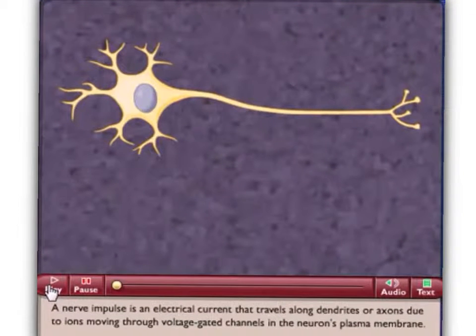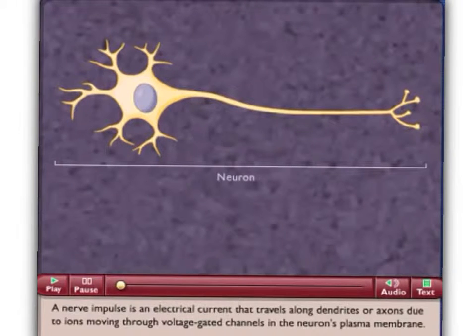Quickly look at this. A nerve impulse is an electrical current that travels along dendrites or axons due to ions moving through voltage-gated channels in the neuron's plasma membrane.